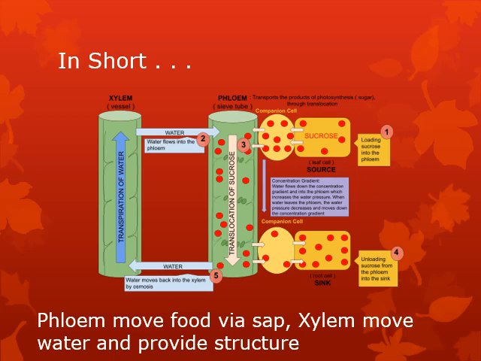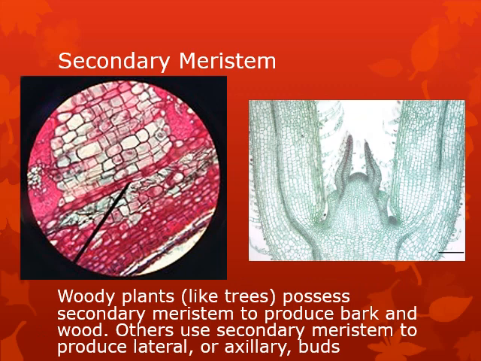So in short, if you remember nothing else, phloem transports food and nutrients. Xylem is responsible for water and structure. Primarily structure, but also water. So that's the primary vascular tissue, xylem and phloem.